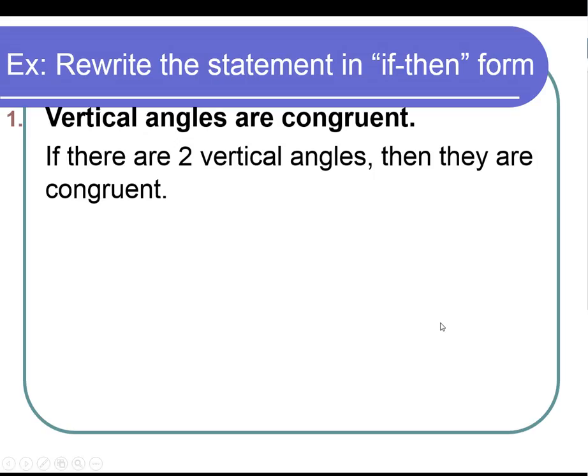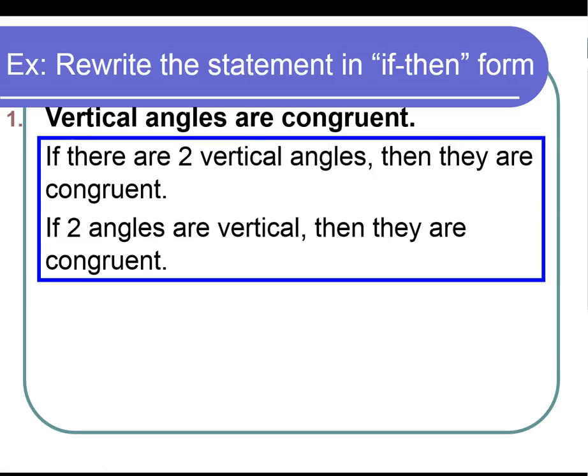So this is just an example of a way we can do it. This is not by any means the only way. If there are two vertical angles, then they are congruent, something like that. But what Helmut, you said was fine too, I thought. That was equivalent to this, okay? So, make sense? Okay.